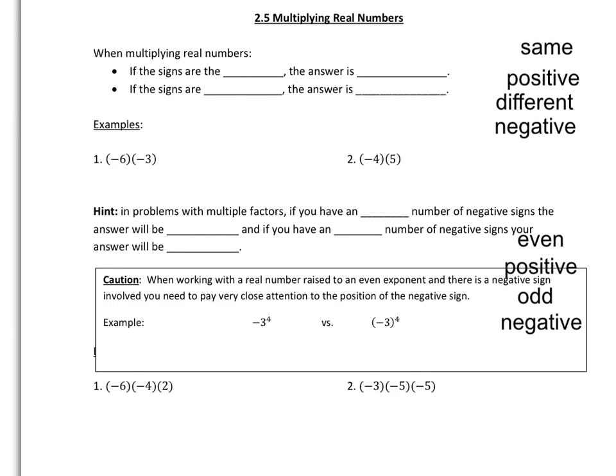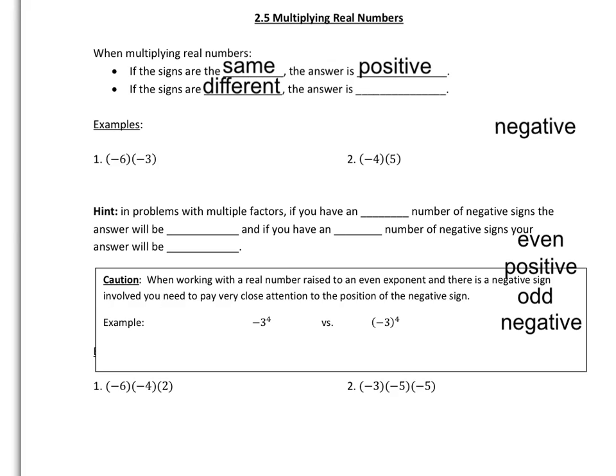Today, guys, we're going to be talking about multiplying real numbers. When you're multiplying real numbers, how you multiply really doesn't change. It's just basically figuring out whether your answer is going to be positive or negative. Now, if the signs of the numbers that you're multiplying together, or your factors, are the same, then your answer is going to be positive. But if the signs on your factors are different, your answer's gonna be negative.